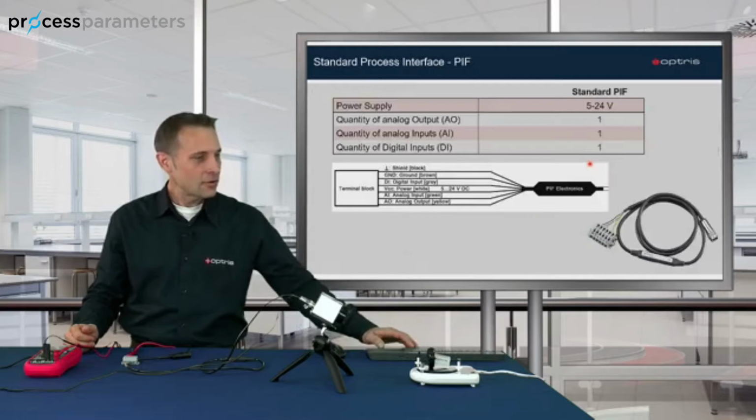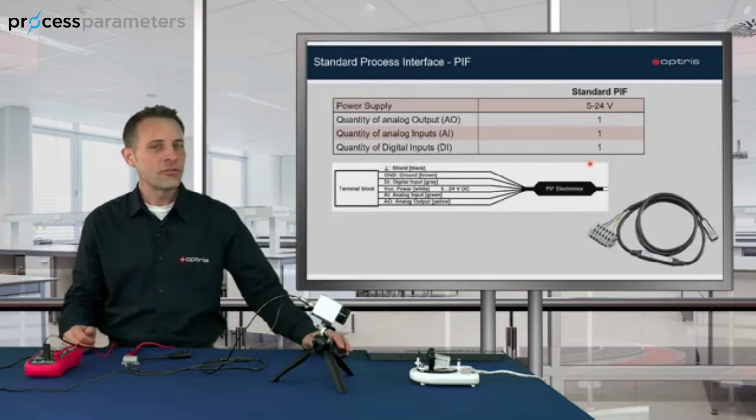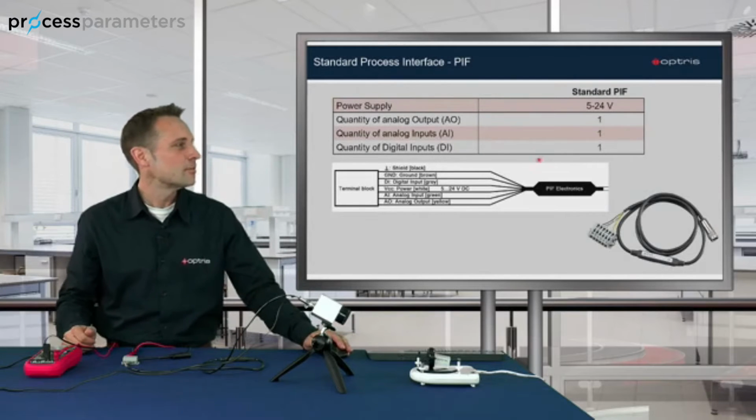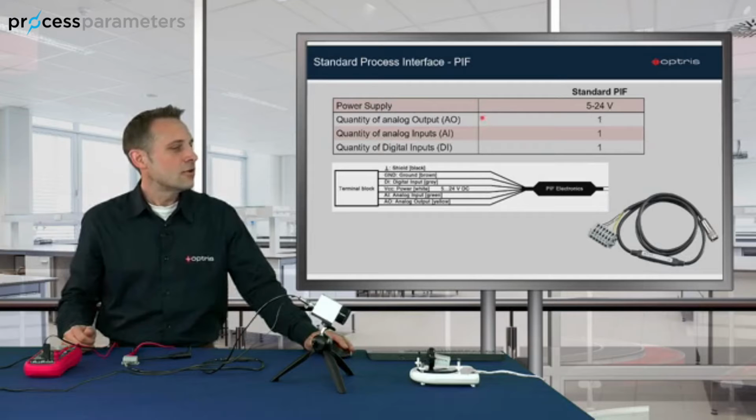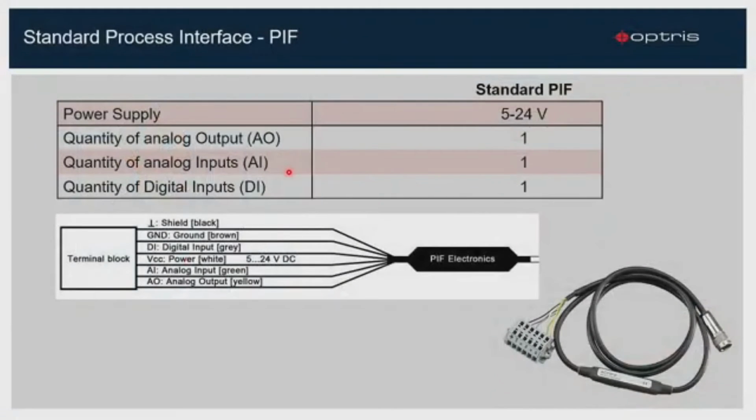Now let's have a look at the specification of the standard process interface. You can see that you have one analog input available and also one analog output and one digital input. It's important to know that you have to use an external power supply of 5 to 24 volt.